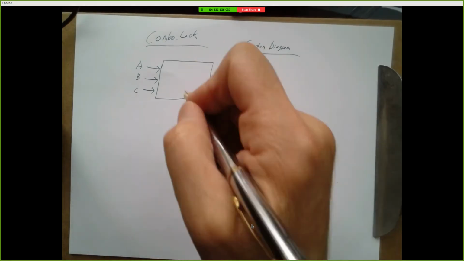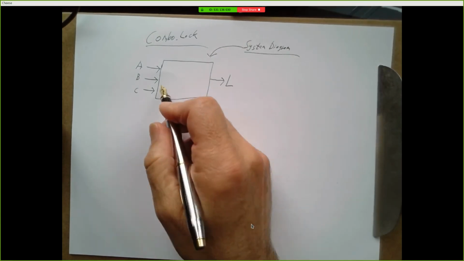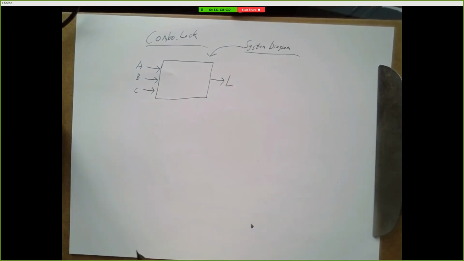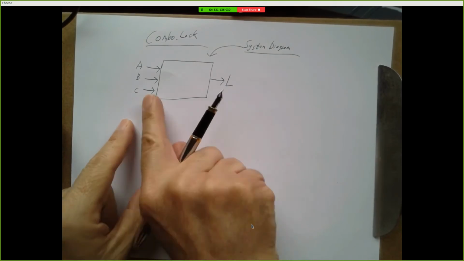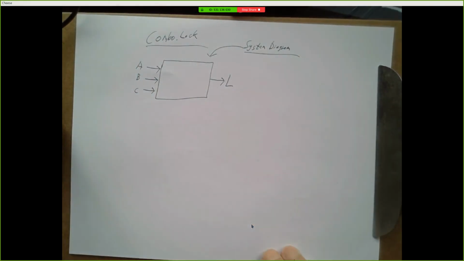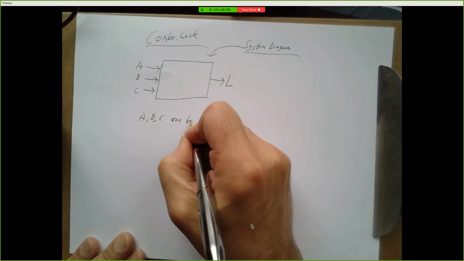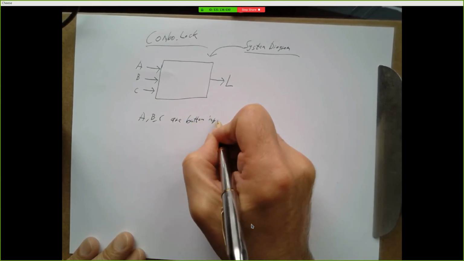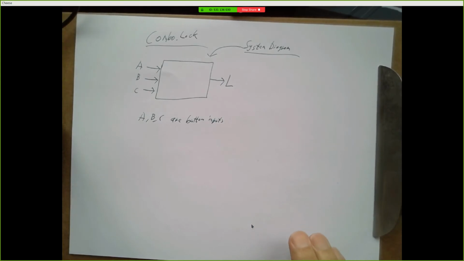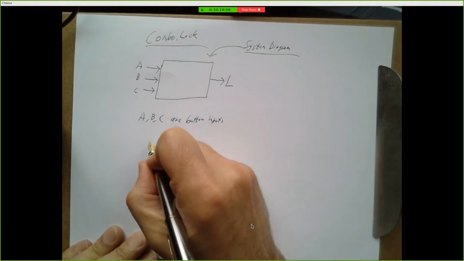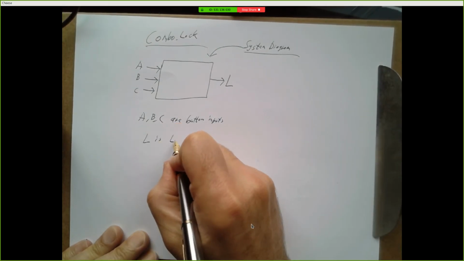Okay, at this level, the system diagram, I'm not going to describe AND gates and OR gates and truth tables. I'm just looking at what we call a black box view. What are the inputs? What are the outputs? And as part of this, I need to specify what A, B, C, and L are. A, B, C are button inputs. Those are the things that the person using this can press. And L is the lock output.